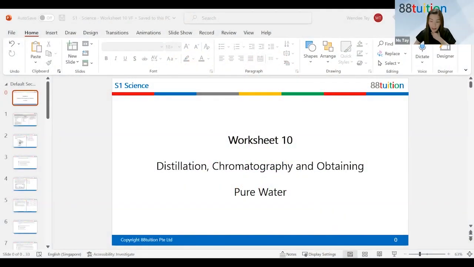Right, so for today, we are doing this topic, or shall I say the subtopics. We are going on to look at distillation, chromatography, and another part about obtaining pure water. It's more like a fractional distillation kind of thing, right?